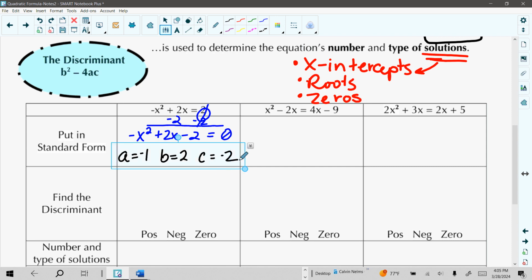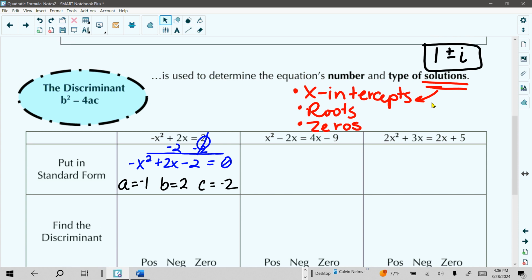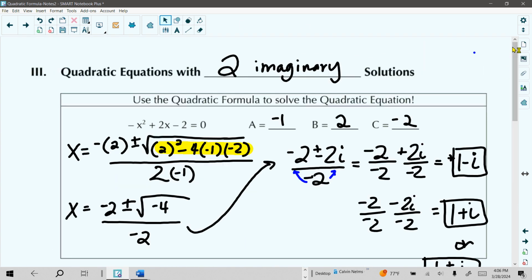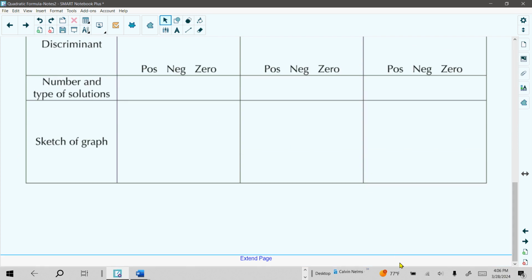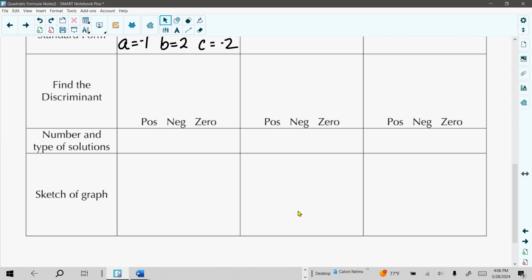I don't know why it's doing that. Hold on just a second. I wanted to do that. I'm trying to figure out why it keeps doing that.